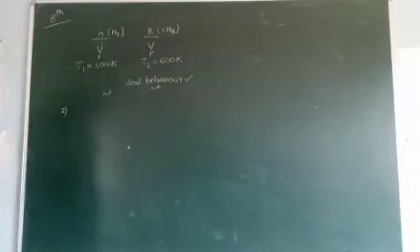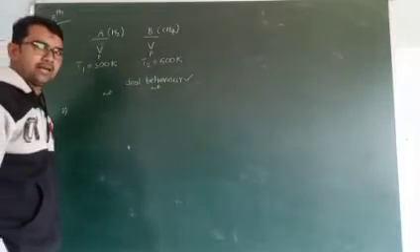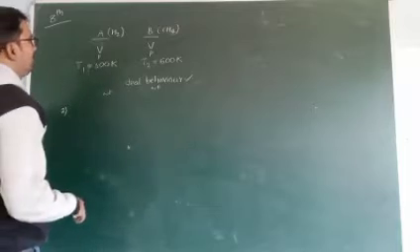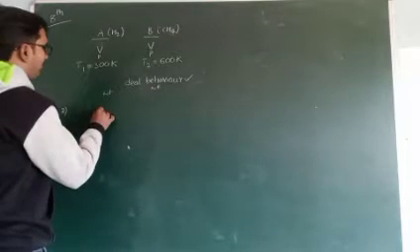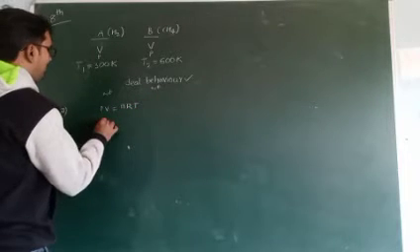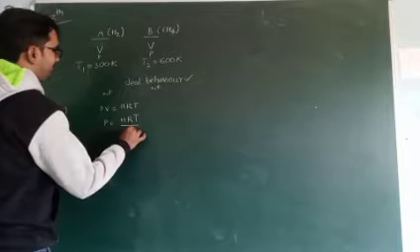Second one. Which flask has higher pressure? Calculate which flask contains the highest pressure. What is the formula? PV is equal to nRT, then P equals nRT by V.